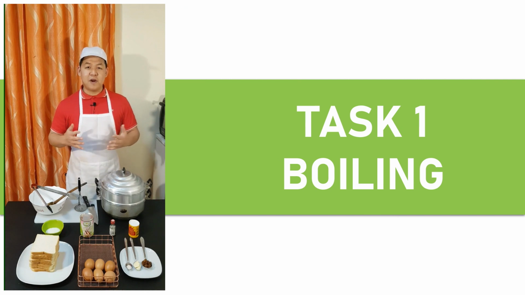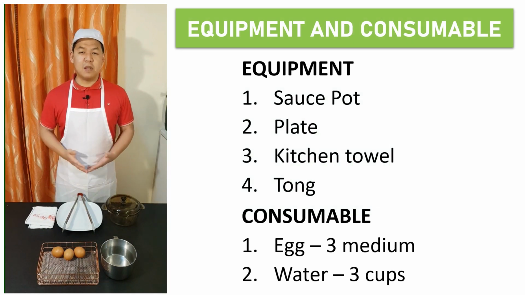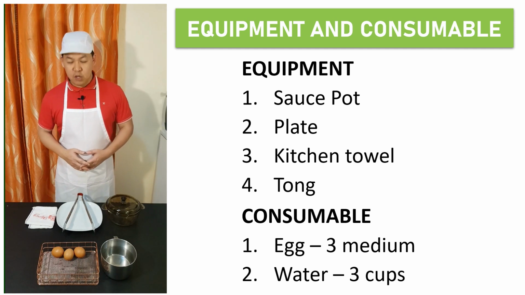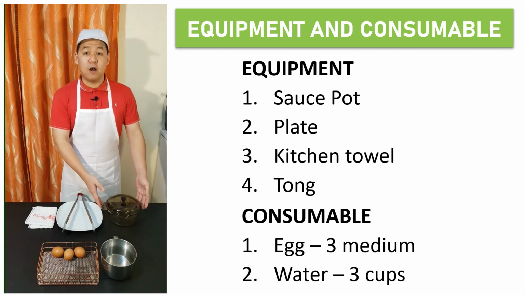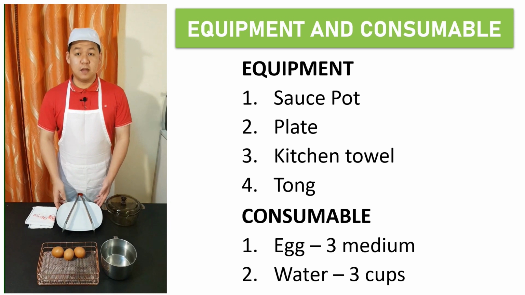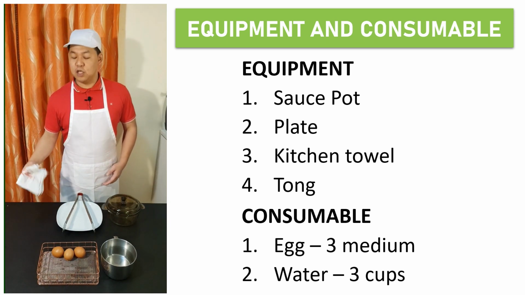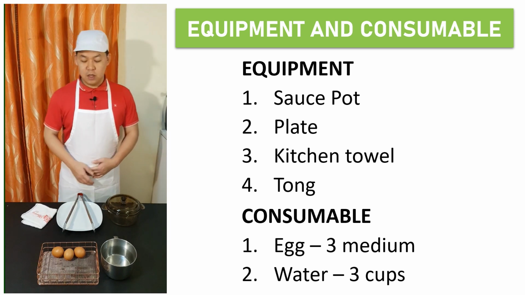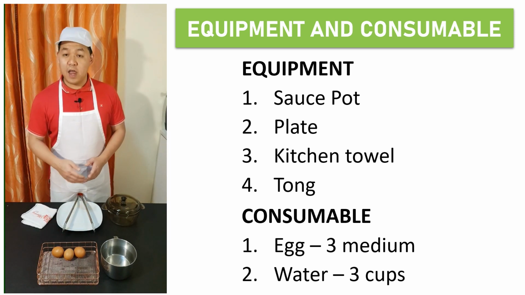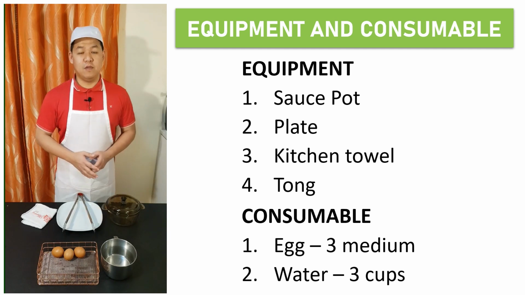Alright, for this practical class, you will have to perform 4 tasks. Task number 1 is very simple, which is boiling. For task number 1, you will require several equipment and some consumables. For the equipment, you will need a sauce pot, a plate, and also a tongue, together with a kitchen towel. And for consumables, we're going to use 3 medium eggs and 3 cups of plain water.